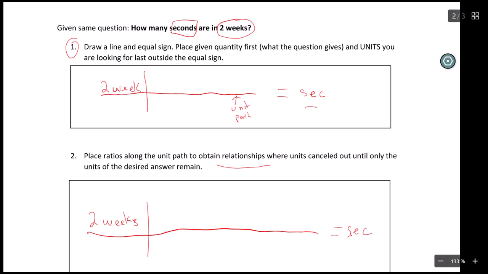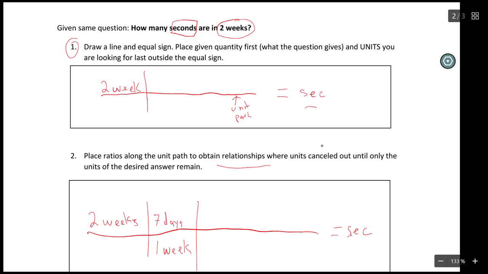So I have weeks. In order to cancel out weeks, I have to have something in the denominator. So I'm going to say 1 week, right? And what relationship do I know about 1 week? Well, I know that 1 week is 7 days, like we said before. That's one ratio right there.